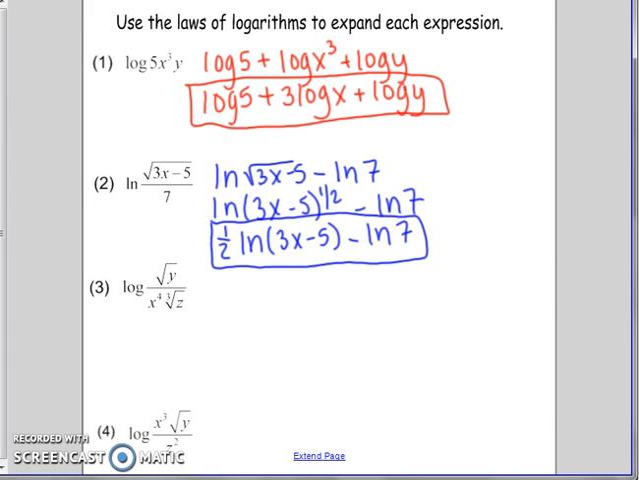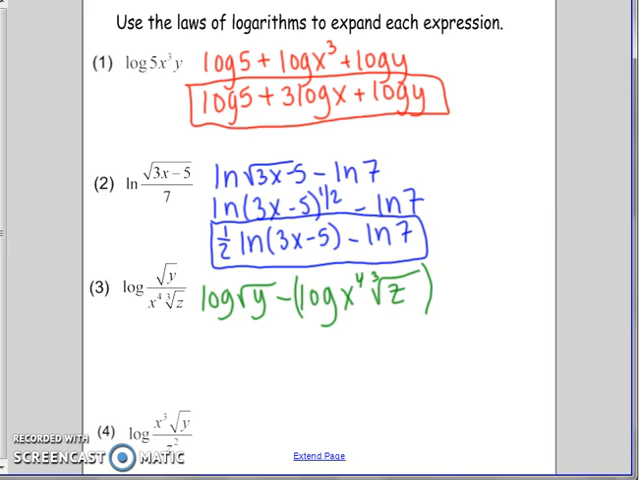So let's look at number 3. So we have log of the square root of y over x to the 4th cubed root of z. So we have division going on. So we're going to take log of the square root of y, and we're going to subtract the bottom. So log of x to the 4th cubed root of z. Now, we just want to be careful here. Anything that's going to be in the denominator is going to be subtraction. So even though the x to the 4th and the cubed root of z are being multiplied together, and you would add them, when we subtract, we're subtracting the entire bottom.